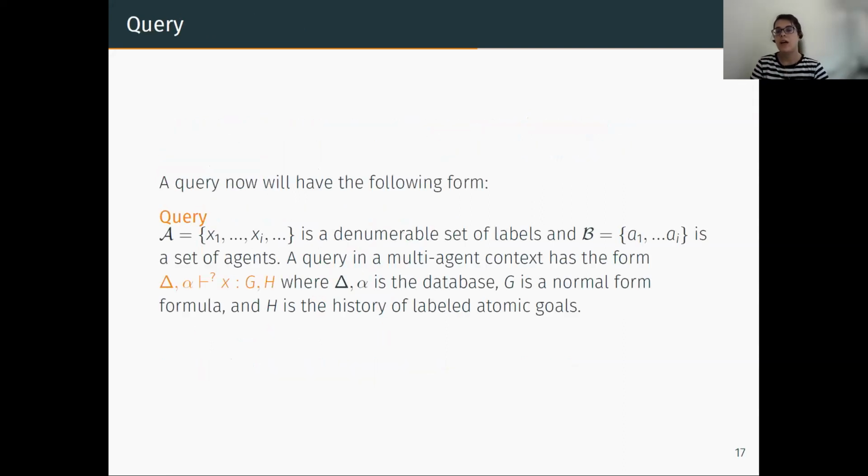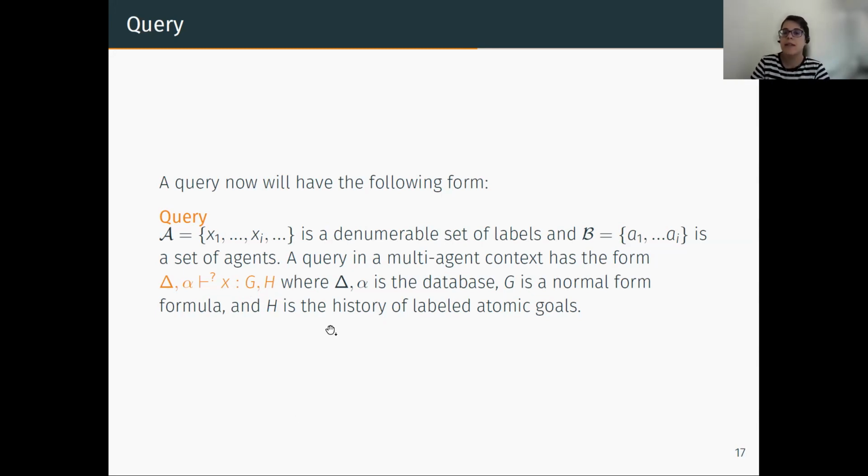So a query in this system will now have the following form. We are going to have a denumerable set of labels. We are going to have a set of agents, and a query in a multi-agent context has the form of delta alpha, which is our database. Query CX, we are always asking for a formula in a certain state, and we also have our history, where now we are not only going to have past atomic goals, but we are also going to have the labels of those past atomic goals. And psi, of course, has to be a normal form formula.